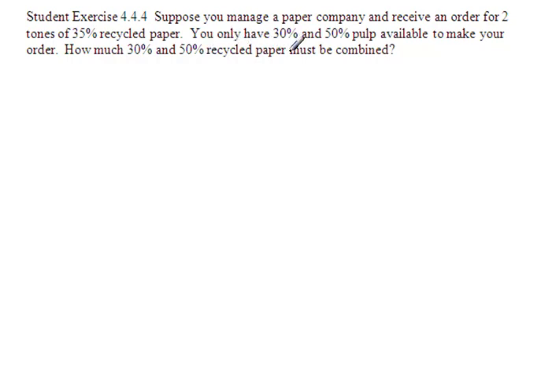Suppose you manage a paper company and receive an order for 2 tons of 35% recycled paper. You only have 30% and 50% pulp available to make your order. How much 30% and 50% recycled paper must be combined? So let's let X equal the amount of 30% and Y be equal to the amount of 50%.